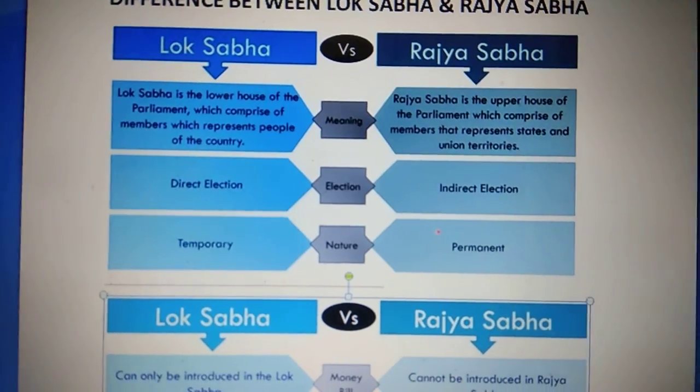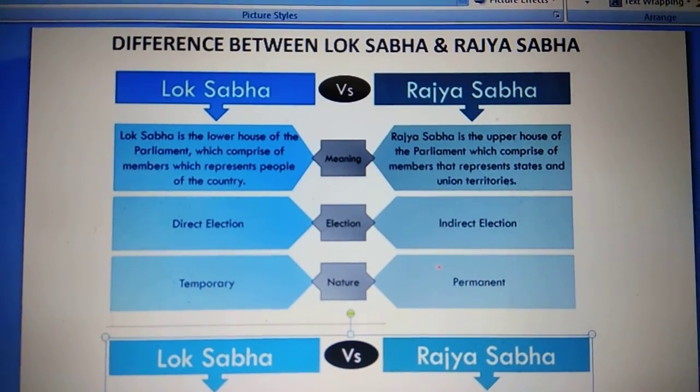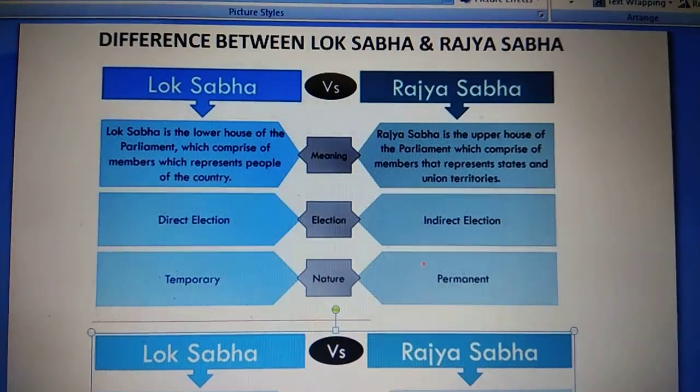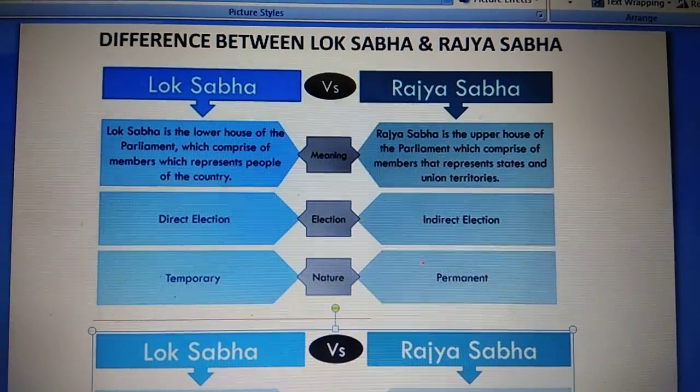So I hope, children, you have understood the parliament, what is parliament, and the working of the parliament, and why do we need the parliament, the important role of the parliament.